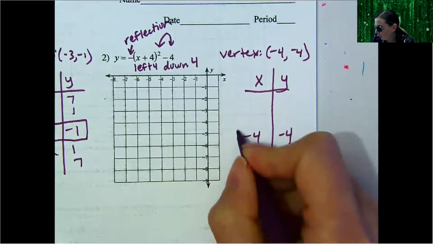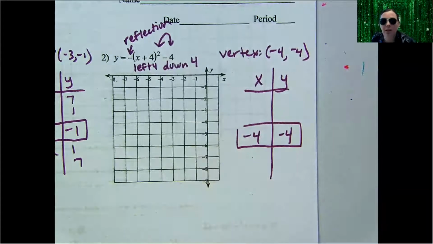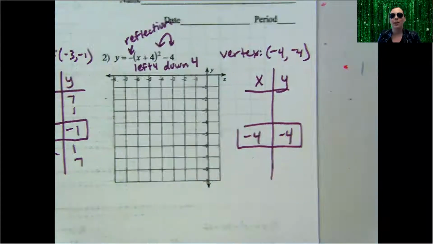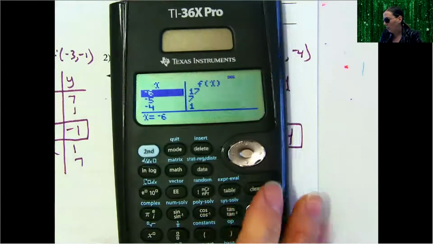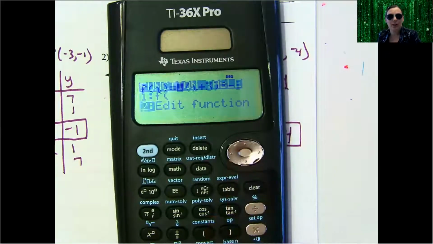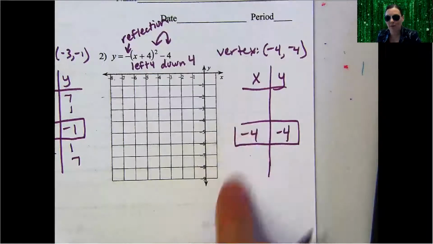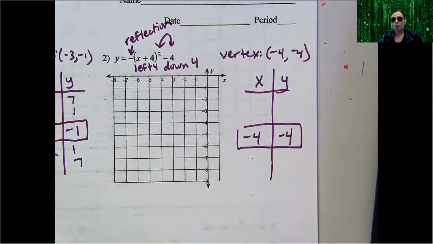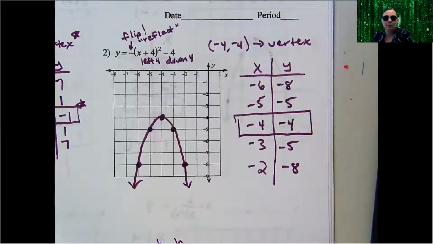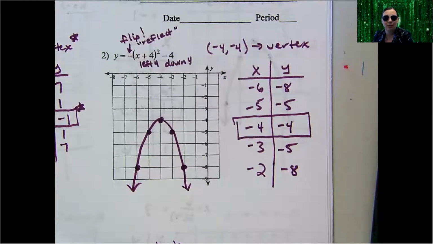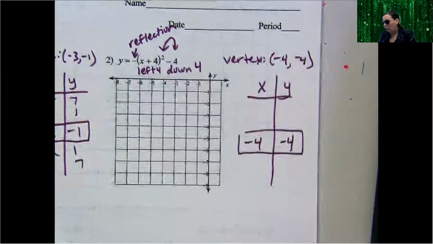So when you get your chart going, -4, -4, you want to put that in the middle of your chart and then build off of it from there. Then you'll go to your calculator, go to the table, and you'll enter in the function here. Tell it to start at -4, and you'll have your values for you. When you're done, it should look like this. All right, so it'll be upside down. I want you to flip to number 5 and number 6.